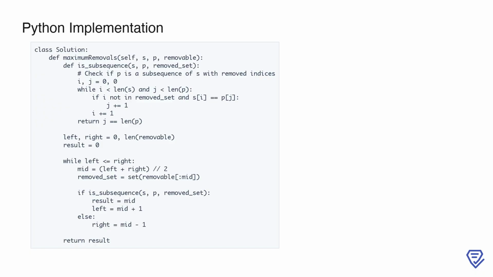The main function uses binary search to determine the maximum number of removable characters. The left and right pointers define the search range, starting from 0 to the length of removable. The midpoint, mid, represents the number of characters to test for removal. A set of removable indices up to mid is created and passed to is_subsequence. If P remains a subsequence after these removals, the result is updated, and the search continues in the upper half of the range. Otherwise, the search focuses on the lower half. The function returns the maximum number of removable characters found during the binary search.